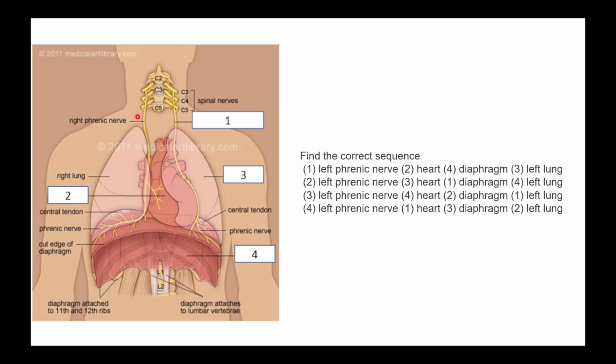phrenic nerve. Here on the right side we have the right phrenic nerve, on the left side the left phrenic nerve. These phrenic nerves innervate the diaphragm and control its relaxation and contraction for inspiration and expiration. So this is the right phrenic nerve and this one is the left phrenic nerve. Here we have our heart.